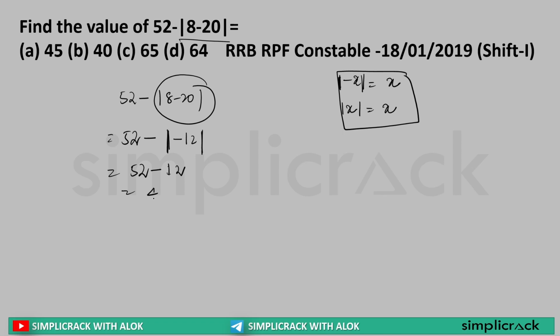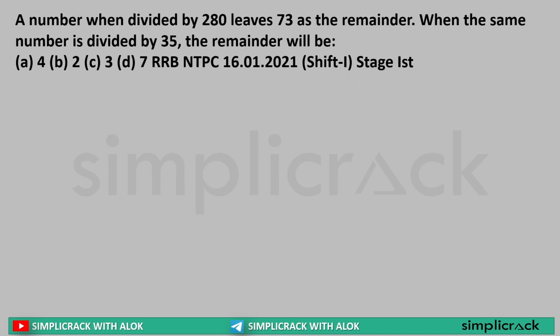So 52 minus 12 is equal to 40. So the answer is option B. Clear? Next. A number when divided by 280 leaves 73 as the remainder.